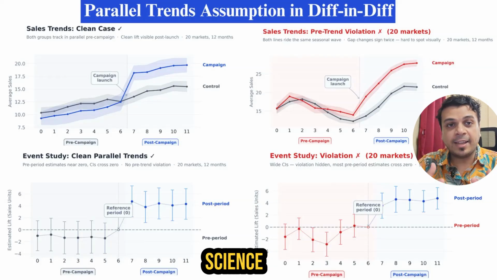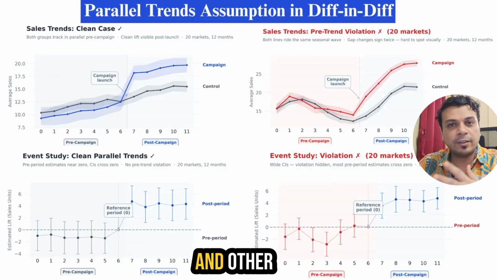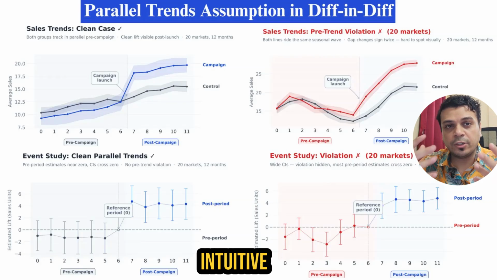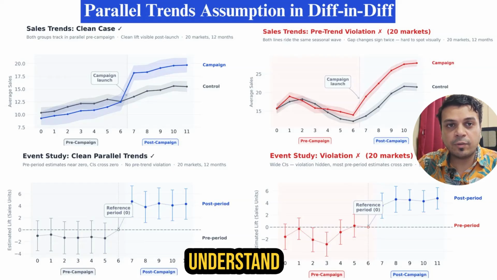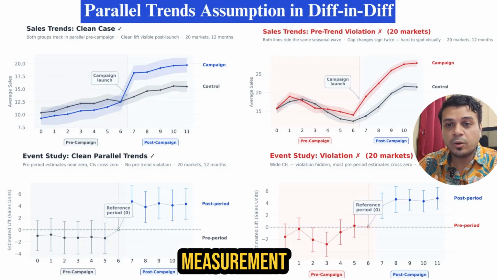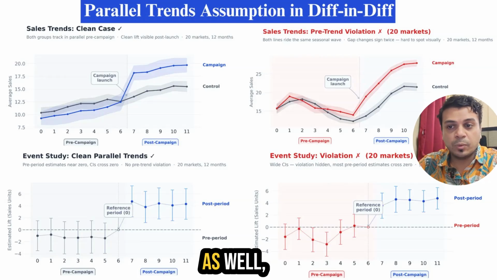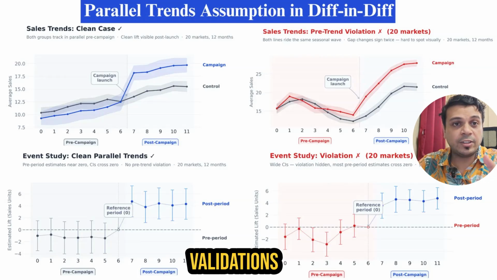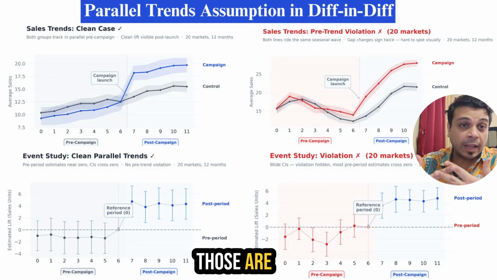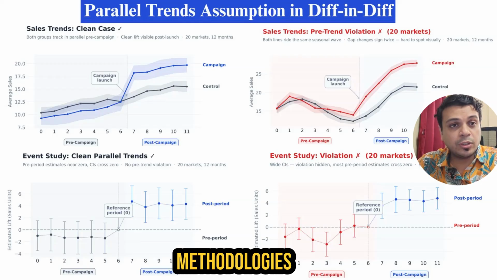This is the science that I'm talking about. This is basically what sets difference in difference and other similar causal inference techniques apart. I just took the case of difference in difference because it's probably the most intuitive and easiest to understand for those who are new to scientific measurement, marketing measurement, or certainly causal inference techniques. But this is the case with other causal techniques as well: the assumptions, the validations, and the methods to ensure that violations are not taking place are just as important as the core methodologies of the technique itself.